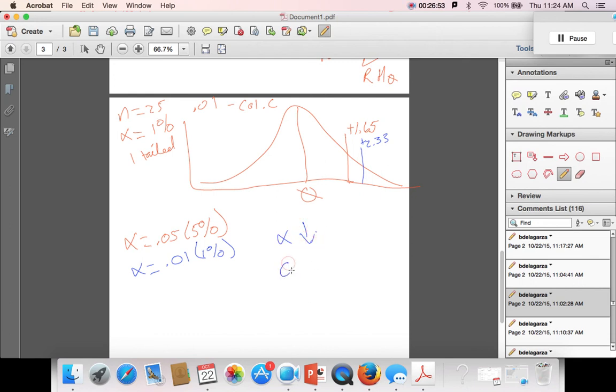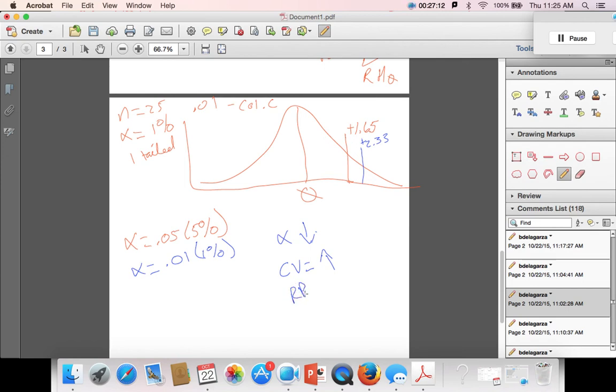what happens to my critical value? Does it get smaller or larger? So does it get closer to 0 or further away from 0? And the answer is it gets further away from 0. So it starts getting larger, right? So the absolute value becomes larger. So it starts getting further away from 0.